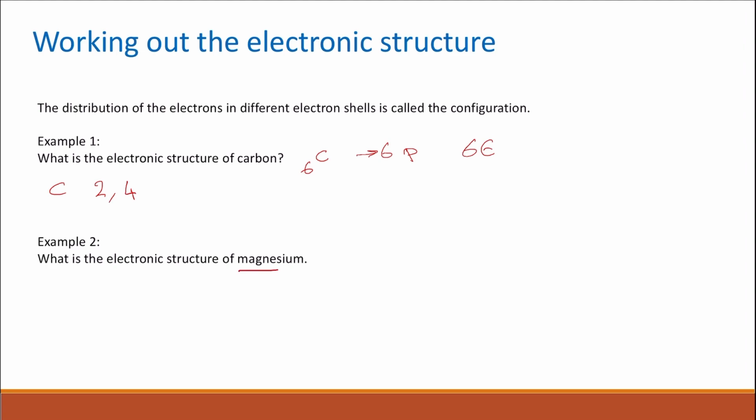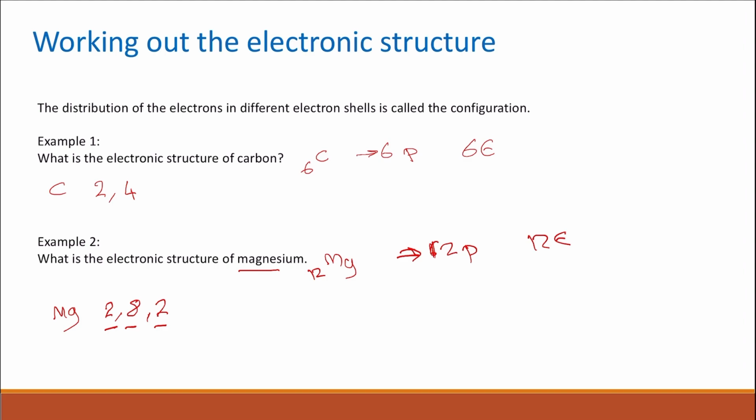So let's have another example. Magnesium, Mg. Magnesium has a total of 12 electrons. The atomic number of magnesium is 12, meaning 12 protons, 12 electrons. Let's apply the same rule. The first electron shell must be filled first. It has a maximum capacity of 2 electrons. If you take 2 out of the 12, you still have 10 more electrons. The second electron shell has a maximum capacity of 8. So 8 out of the remaining 10 will be in the second. And then we have 2 more, so they will occupy the third energy level. So the electronic configuration of magnesium is 2, 8, 2.